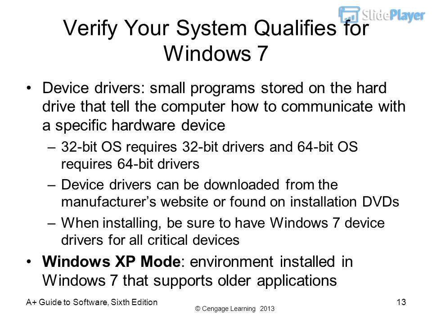Verify your system qualifies for Windows 7. Device drivers are small programs stored on a hard drive that tell the computer how to communicate with a specific hardware device. A 32-bit OS requires 32-bit drivers and a 64-bit OS requires 64-bit drivers. Device drivers can be downloaded from the manufacturer's website or found on installation DVDs. When installing, be sure to have Windows 7 device drivers for all critical devices. Windows XP Mode is an environment installed in Windows 7 that supports older applications.